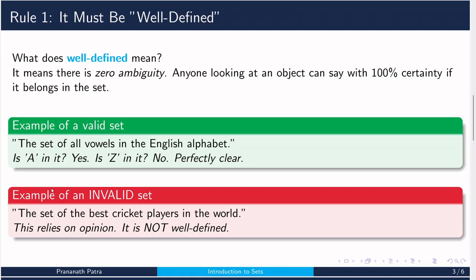Is the letter A in it? Yes. Is the letter Z in it? No. It is perfectly clear. On the other hand, an invalid set would be the set of the best cricket players in the world. Because deciding who is the best relies on personal opinion, it is not well defined.